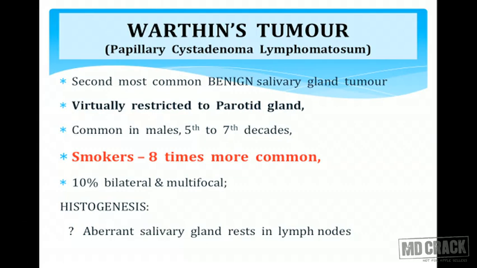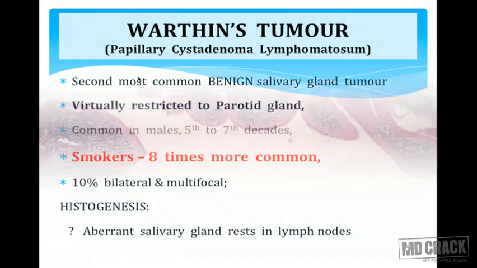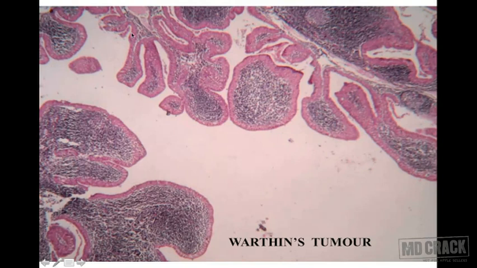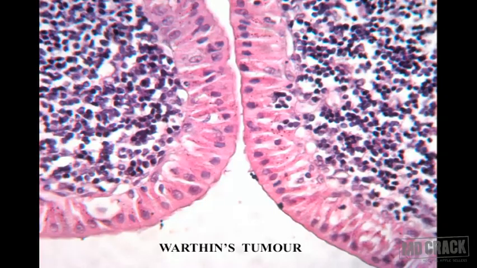What is the histological name? Papillary cystadenoma lymphomatosum. Papillary, because papillary projections are there. Cystadenoma, because there are cystic spaces. Lymphomatosum, because there are dense lymphoid aggregates. So that makes the perfect histological name for WARTHIN'S tumor.